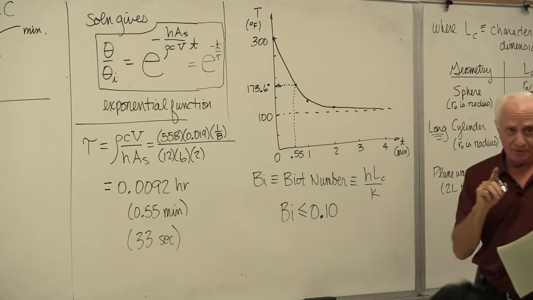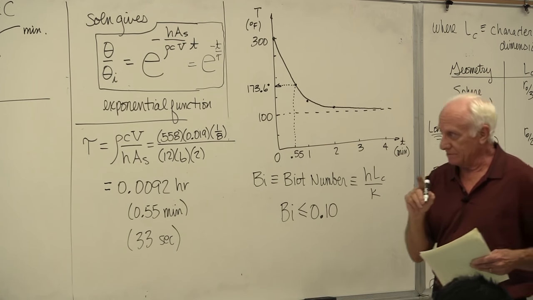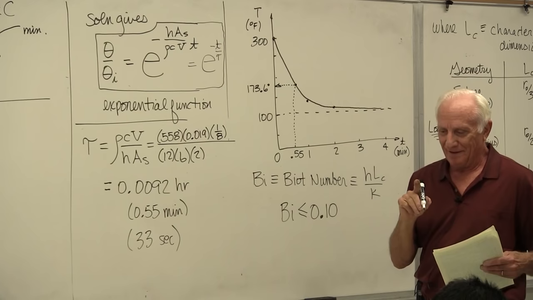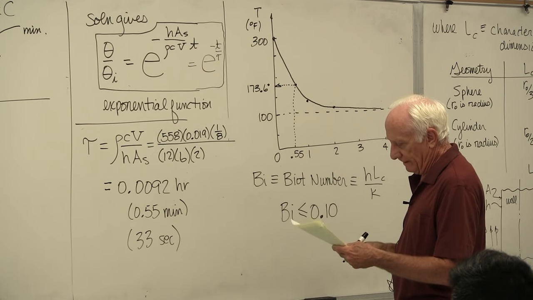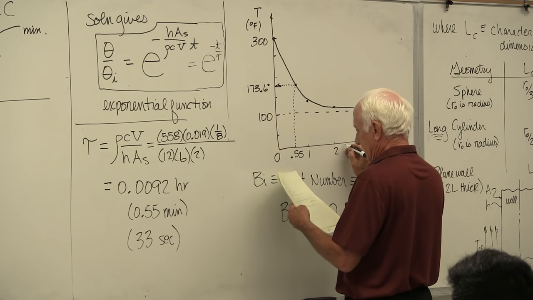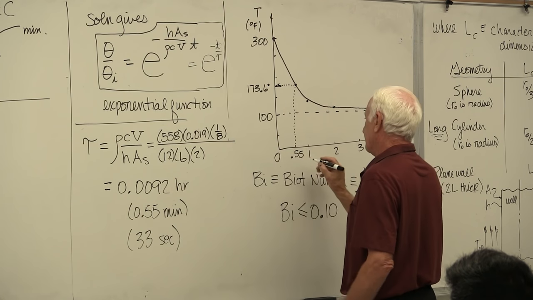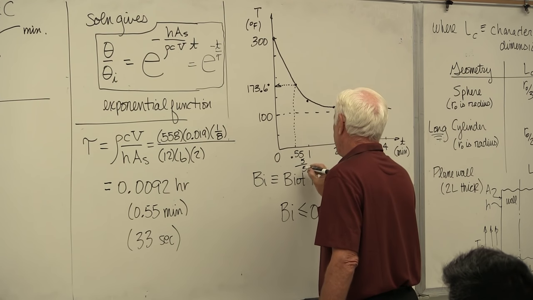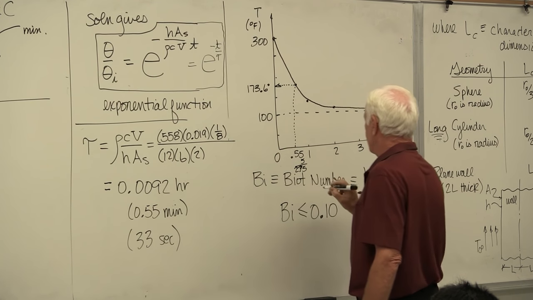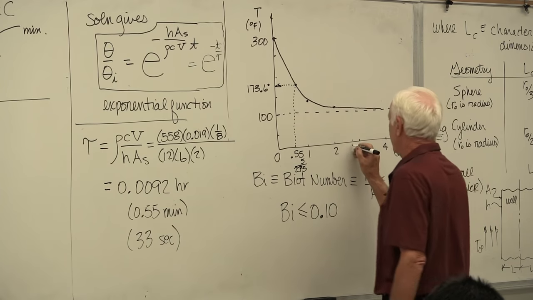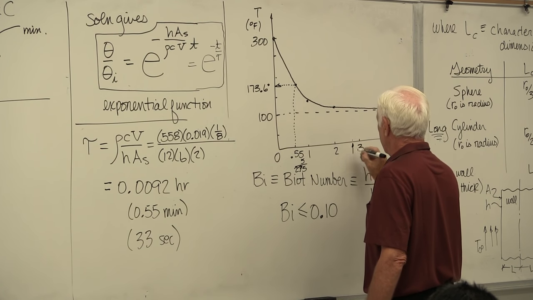Wait for 5 time constants. 5 time constants, that's the engineer's rule of thumb. If you want to wait, wait 5 time constants. 5 times 0.55. Here's 5 time constants out here. So 5 times 0.55 is 2.75. All right, that's minutes, 2.75 minutes out here. This is 5 time constants.